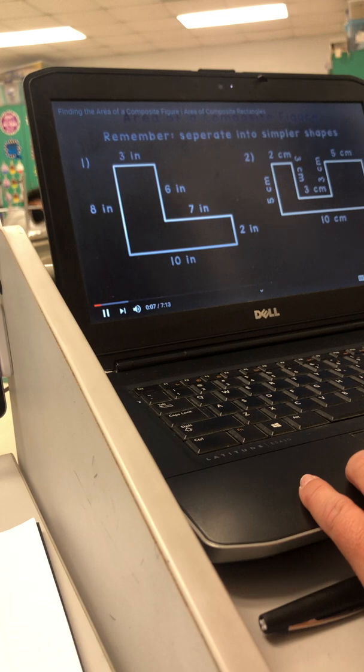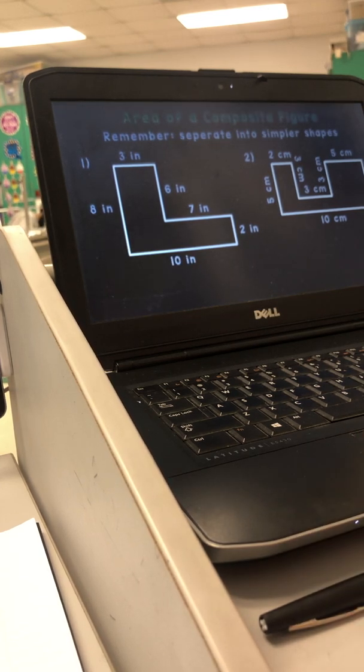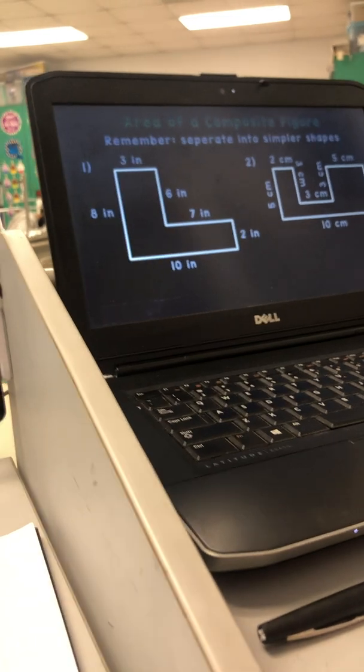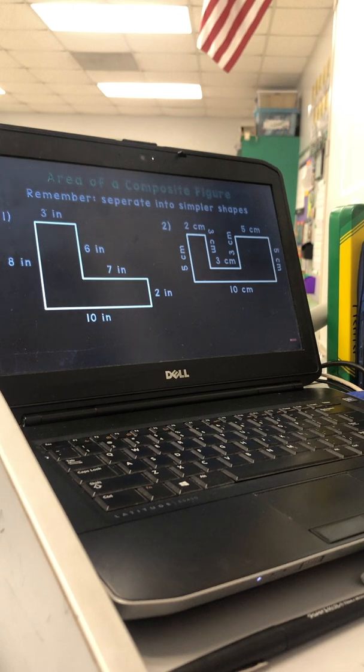Talk about how to find the area of a composite figure. On your screen, we have number 1 and number 2, and those are both examples of composite figures. What we need to do to find the area of these is separate them into simpler shapes that we know how to find the area of. That way, we can find the area of the simpler shapes, add them together, and it will give us the area of the whole composite figure.